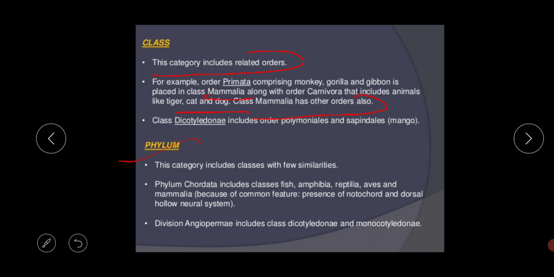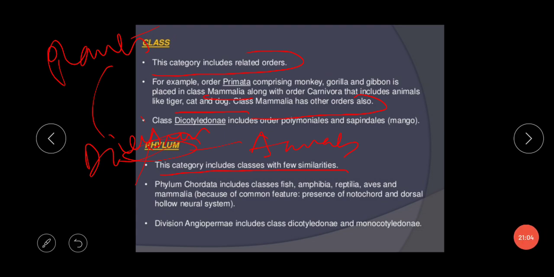Next thing is the phylum. This phylum is a taxonomic category higher than the class and lower in rank to the kingdom. The term phylum is used for the animals, while the term division is employed for the plants. So phylum is applicable for the animals, and division is applicable for the plants. This category includes classes with very few similarities.